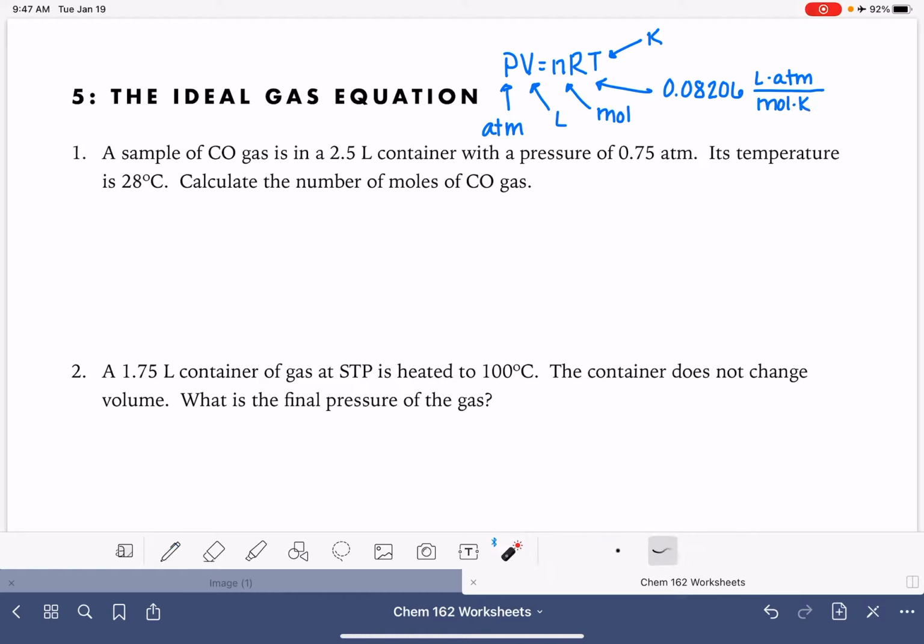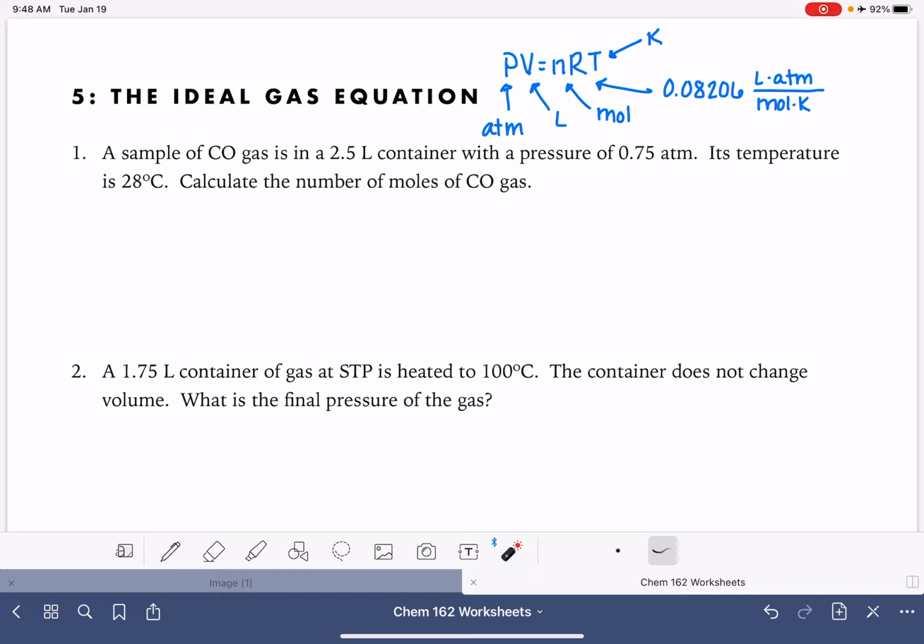Typically, you are going to be given 3 of these 4 variables that I've highlighted. Typically, you're not going to be given the value of R because it's a constant. You're expected to know that and just plug it in. So you'll be given 3 of these variables. You know the value of R, and you'll be asked to solve for the 4th variable. Let's take a look at problem number 1.